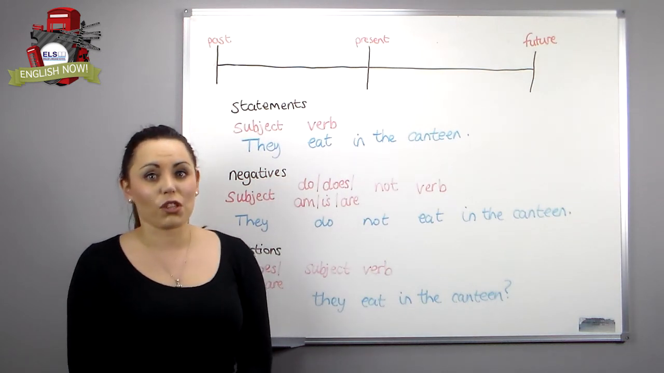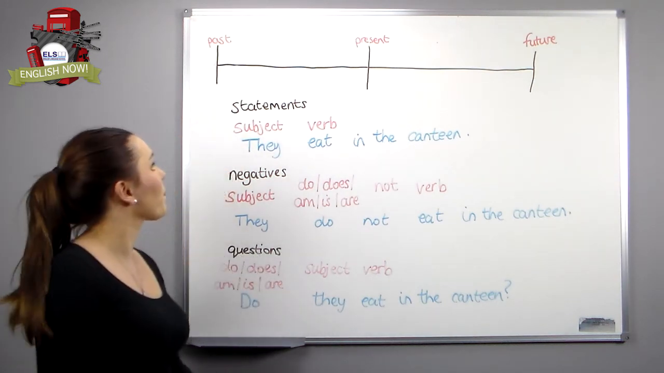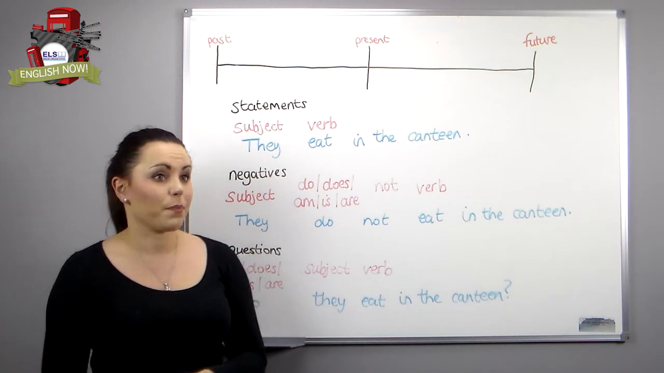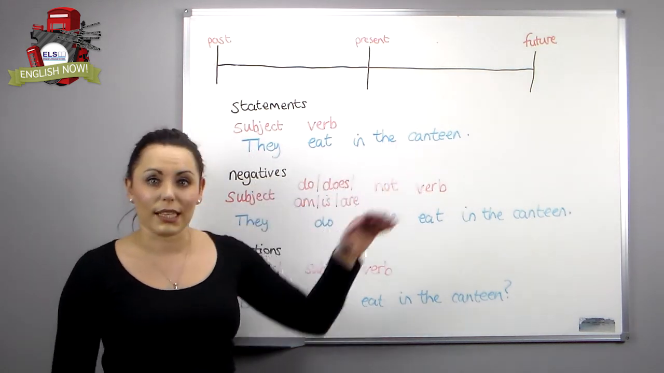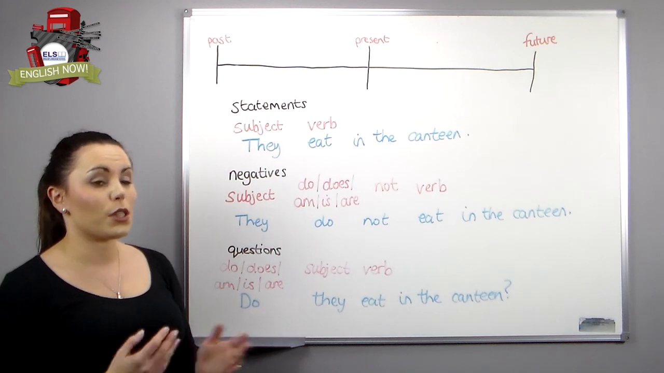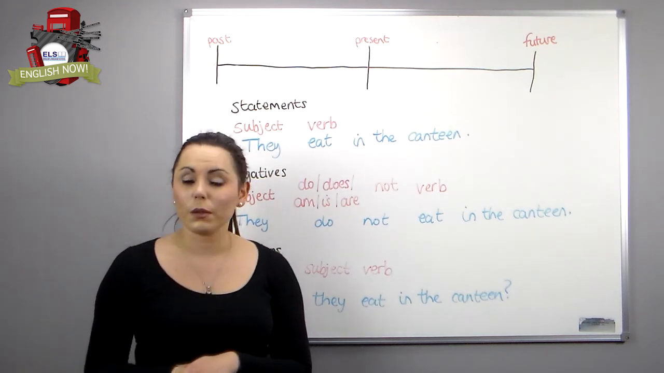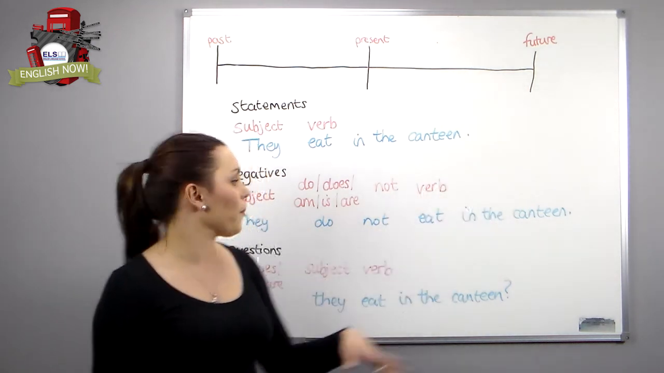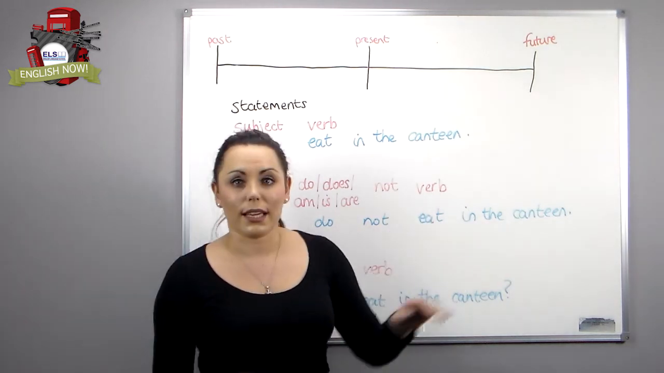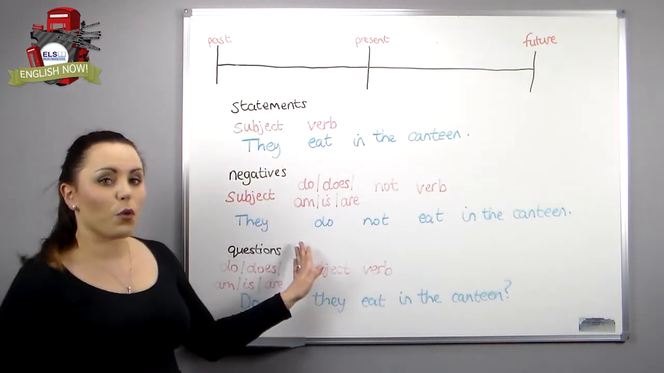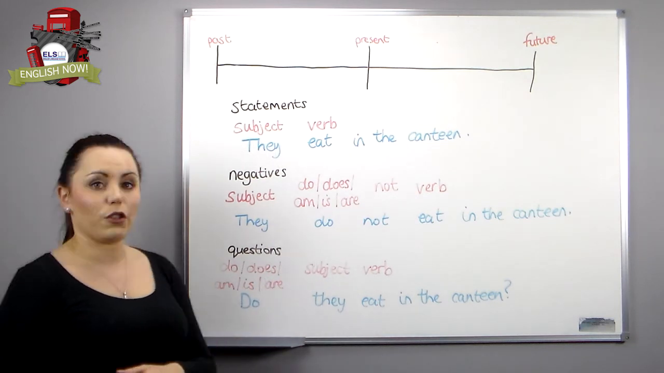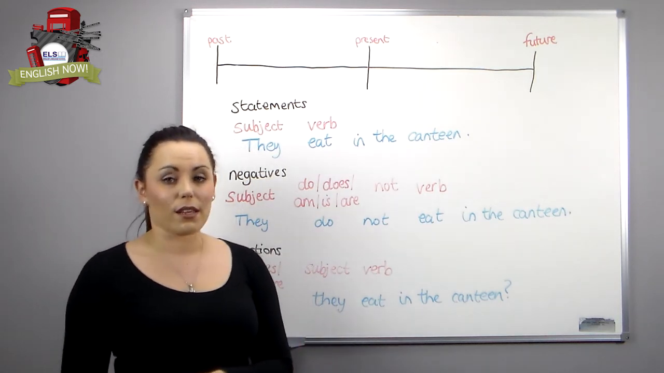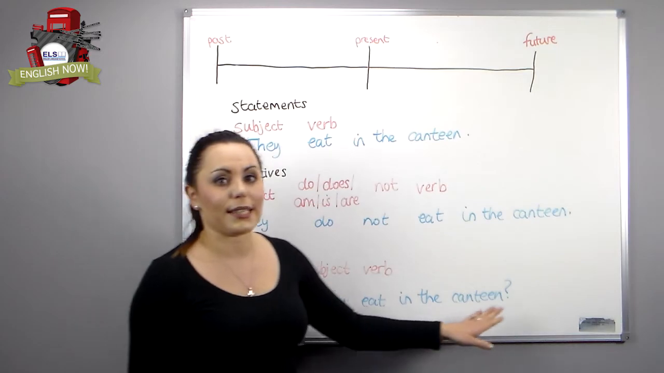Let's have a look at the sentence structure for the three types of sentences. In a statement, we'll usually start with the subject followed by the verb. For example, they eat in the canteen. With negatives, we start with the subject followed by do, does, am, are or is, not, and then the verb. They do not eat in the canteen. For questions, we normally start with do, does, am, are or is, followed by the subject and then the verb. Do they eat in the canteen?